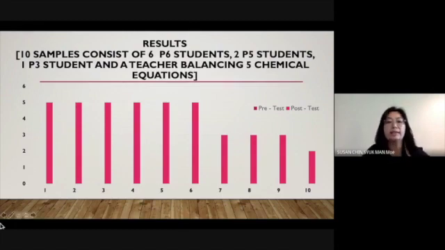And surprisingly, we have 6 students, mostly from the upper level, primary 5 and primary 6, who are able to complete all 5 balancing equations successfully without any mistake. For primary 5, they are able to complete 3, and for primary 3, in the same time frame, he is only able to complete 2 balancing equations. This result is really encouraging to me.